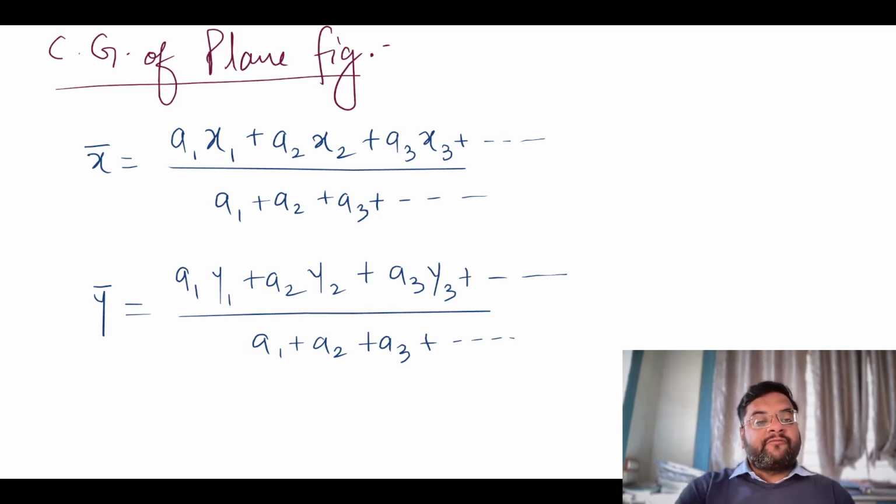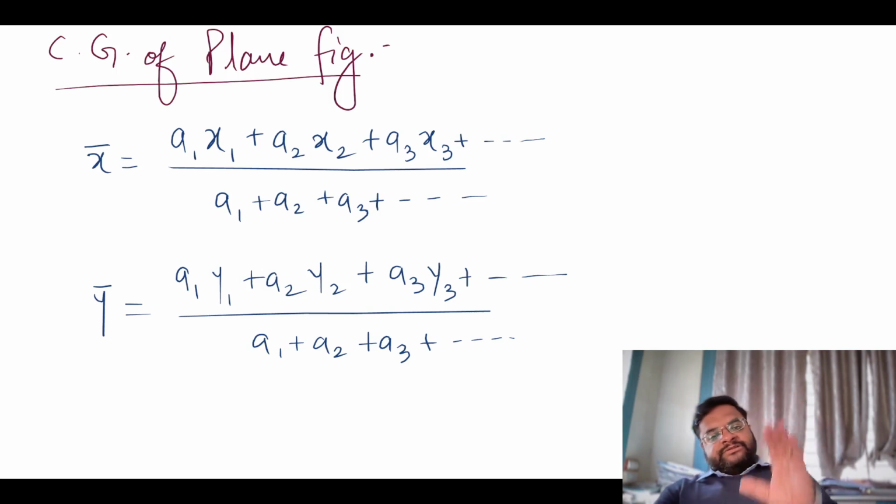Now the center of gravity of a plane figure. There is a formula: x bar will be equal to a1 x1 plus a2 x2 plus a3 x3 and so on, divided by a1 plus a2 plus a3, where a1, a2, a3 are the small areas of that figure. With that we can divide the whole figure into small areas, denoted by a1, a2, a3 and so on. And y bar is also a1 y1, a2 y2, a3 y3. Okay. And how can we apply this formula? We are going to discuss it with a numerical.